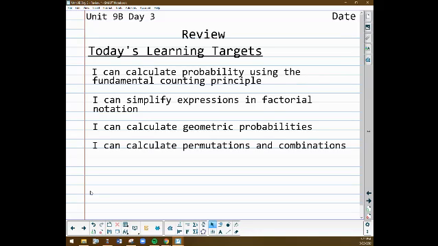So we learned how to calculate the probability using the fundamental counting principle. We learned how to simplify expressions in factorial notation. We learned how to calculate geometric probabilities. And we learned how to calculate permutations and combinations and distinguish between the two. So we're going to talk about each one of these things in this video.